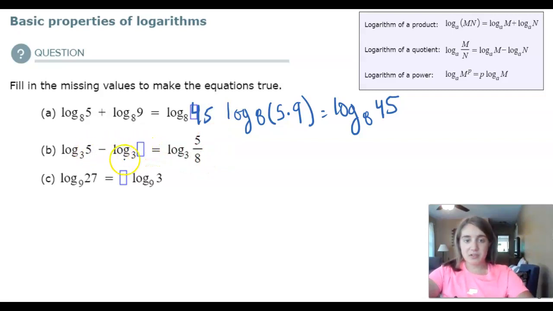This one is subtraction, and subtraction is the same as division. So log base 3 of 5 over what equals log base 3 of 5 over 8. So that and that are going to be the same numbers, so it's going to be an 8.